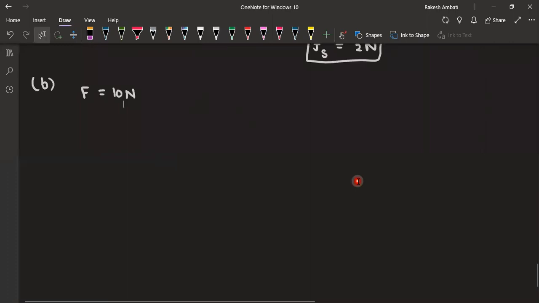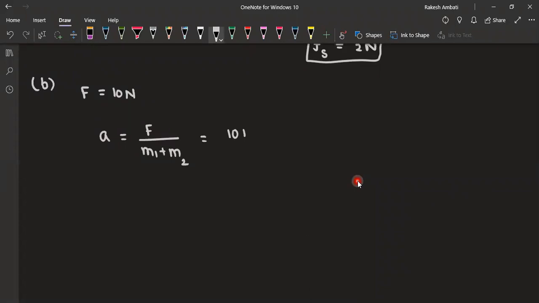And what is the first assumption we have to make? They are moving together with a common acceleration. So how to find the common acceleration? Equal to F applied upon M1 plus M2. F applied is 10 newtons upon M1 plus M2, which is 5 kg. Therefore, acceleration equal to 2 meter per second square.